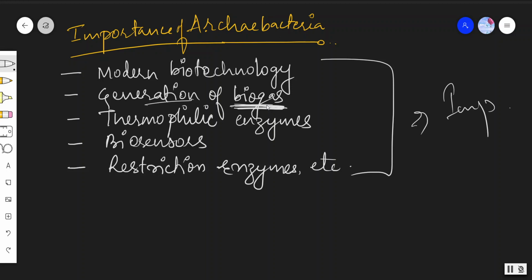Next comes the thermoacidophiles. So thermoacidophiles are what? They are found in hot sulfur springs, and these bacteria can oxidize sulfur into sulfuric acid. So this is the part of Archaebacteria we have discussed, and in the next video we are going to start with Eubacteria, the second division of Kingdom Monera.